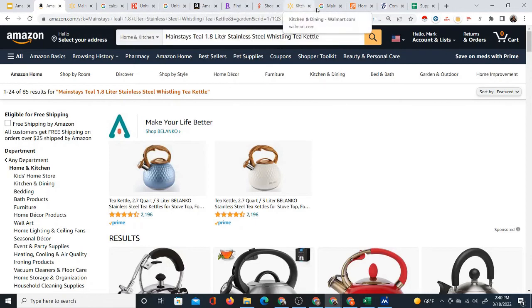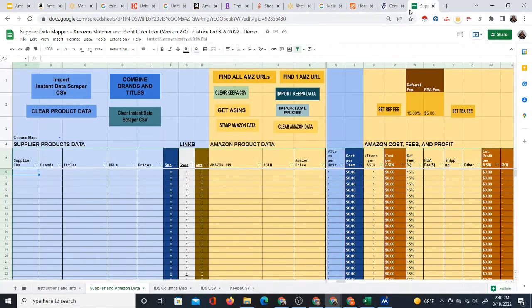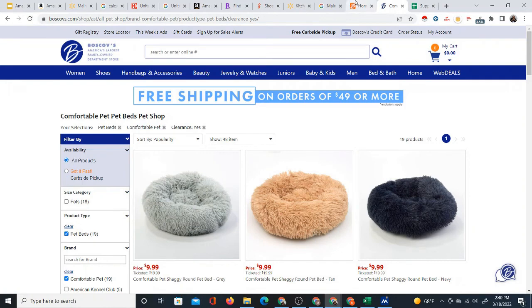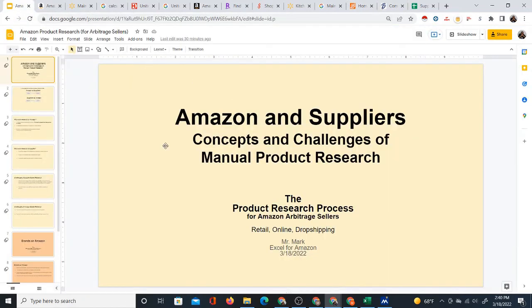So this is why I've created some tools such as a supplier data mapper that you can use to then match products onto Amazon in bulk and things like that to kind of help increase the process. But I still start with a manual process because we kind of need to manually evaluate certain situations and then use the tools to kind of do things a little faster in bulk. But in this video, the main purpose was really just to point out the concepts of doing manual product research for Amazon and the challenges as well that are involved in doing it, so you would be aware of them.